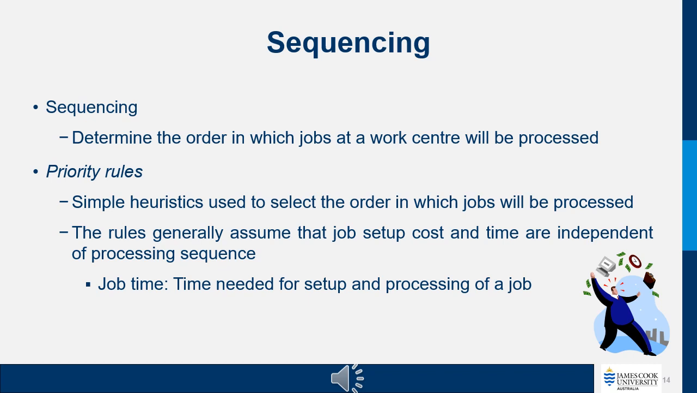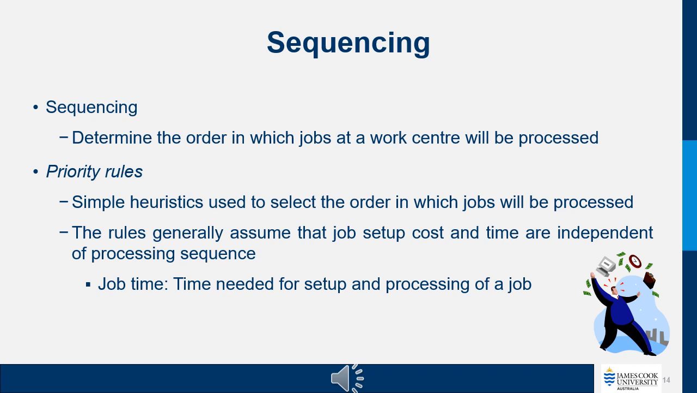Sequencing is a process of determining the order in which jobs or tasks at a work center will be processed. It involves establishing a sequence or prioritization of jobs to ensure efficiency and effectiveness of the utilization of resources and to meet organization goals. Priority rules are simple heuristics or decision making guidelines used to select the order in which jobs will be processed. These rules are often based on certain criteria such as job due dates, job size, and job priorities.